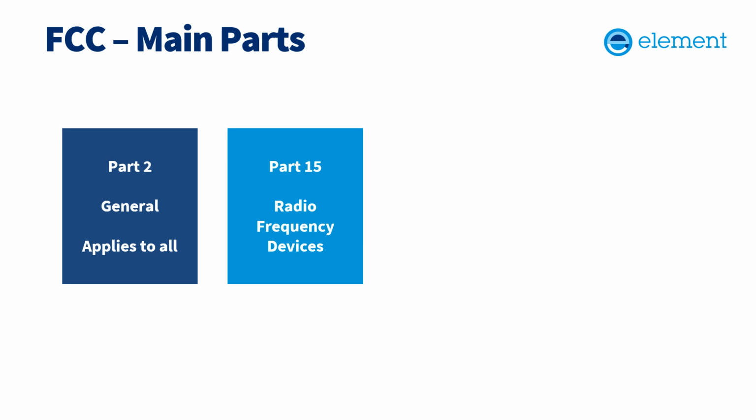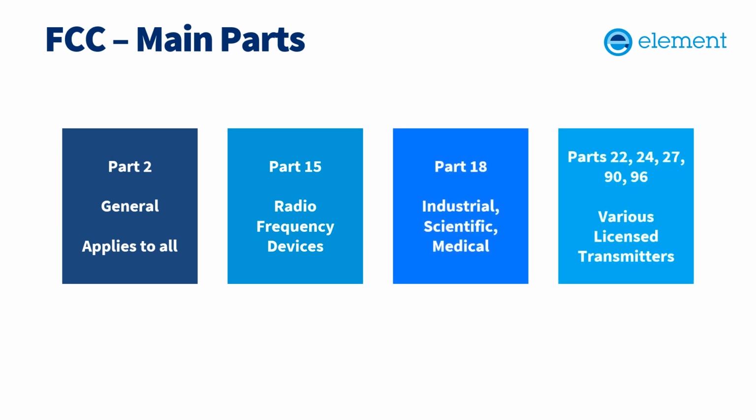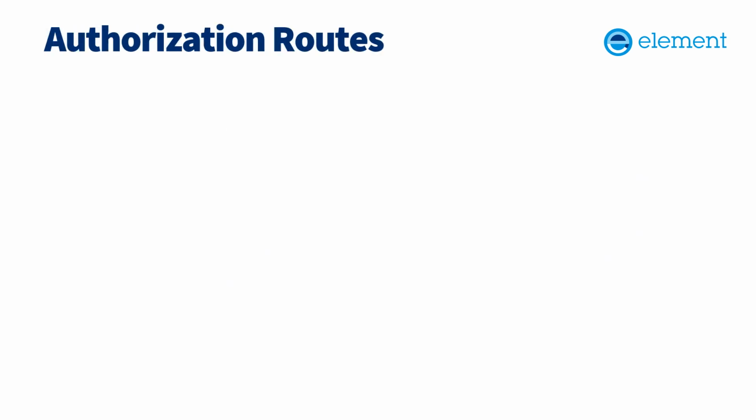So in terms of the different FCC rule parts, we have Part 2, which applies to all products, Part 15, which is to do with radio frequency devices, Part 18, which is to do with ISM, and then Parts 22 through 96, which is covering different types of licensed transmitter. So different sections of the FCC rules apply.